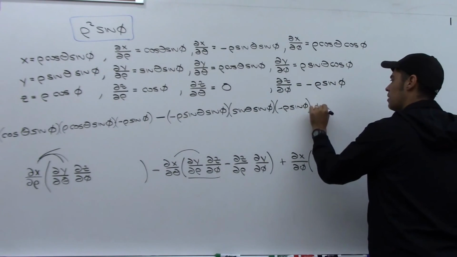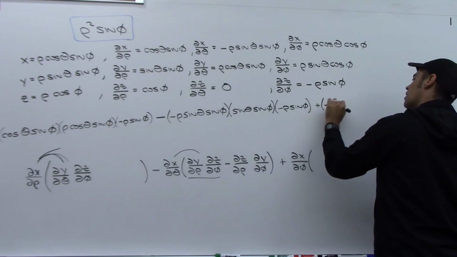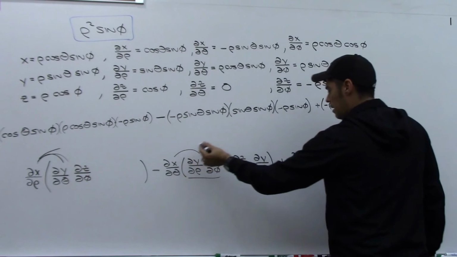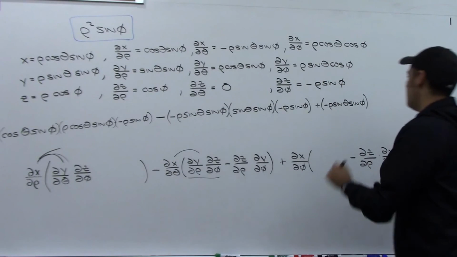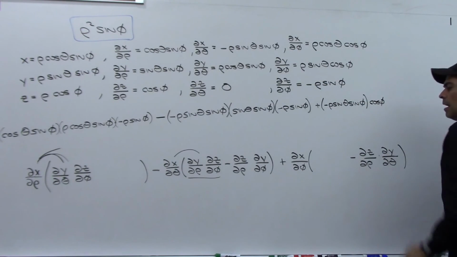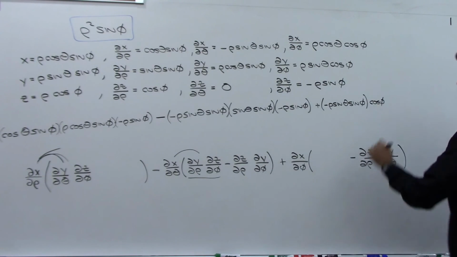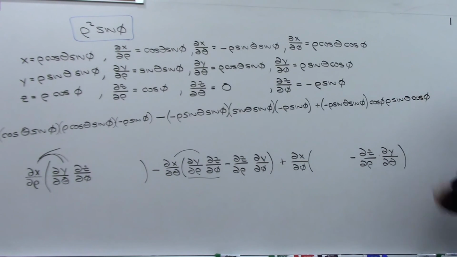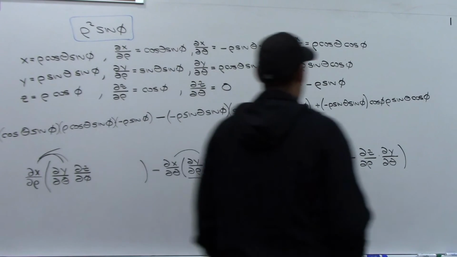Negative negative is plus. Partial x with respect to theta, negative rho sine theta sine phi, running out of room. And then partial z with respect to rho, cosine phi. And then partial y with respect to phi is rho sine theta cosine phi. And I still have to do this one over here, but I'm out of room. So I'm gonna squeeze it in here.